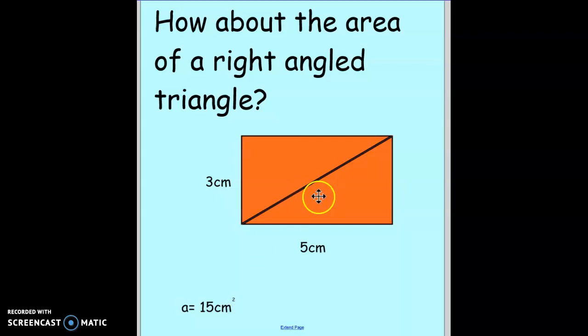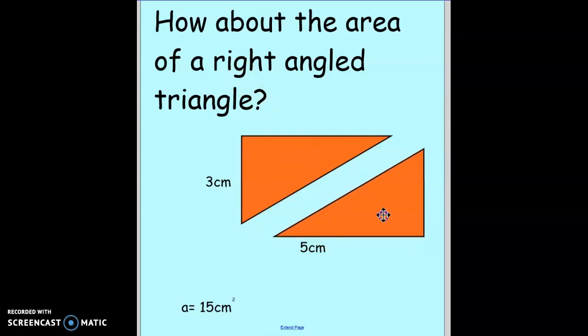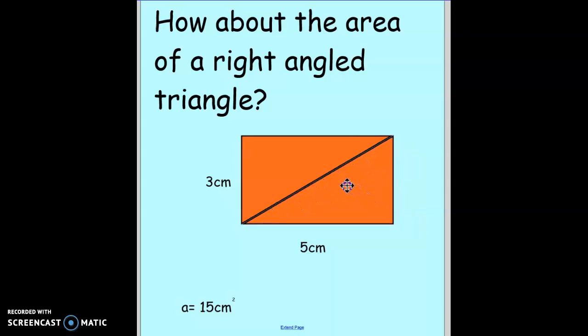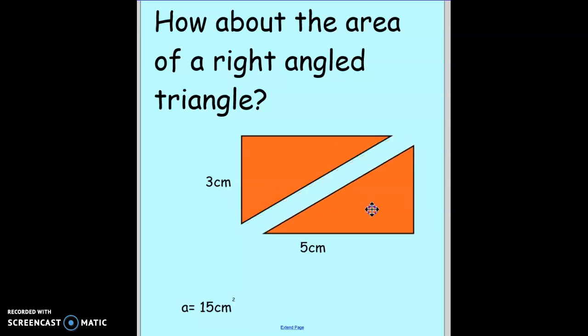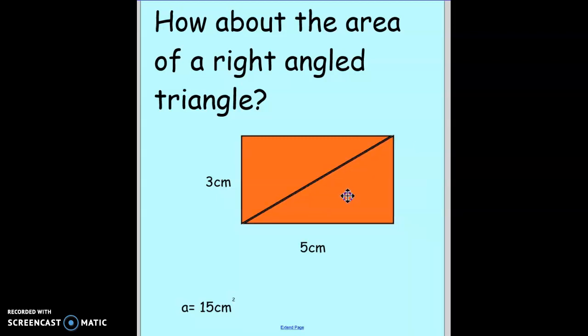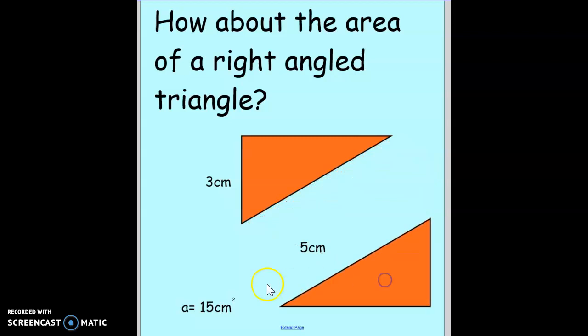Well, how about the area of the right angle triangle? What do I need to do? Look, if I take it apart, what does the area of that right angle triangle look like? Look at this one at the bottom. Can you see that we've got 2 right angle triangles? They make up the rectangle. So if the whole area of the rectangle is that, what's the area of the triangle? Well, the area is half, isn't it? Because you've split your rectangle into 2 halves now. So the area of that triangle is half of the area of the rectangle.